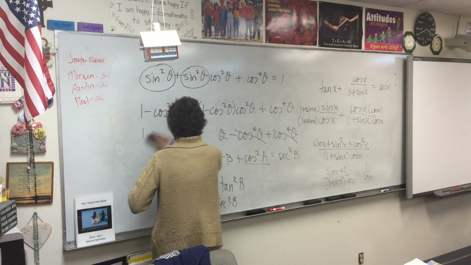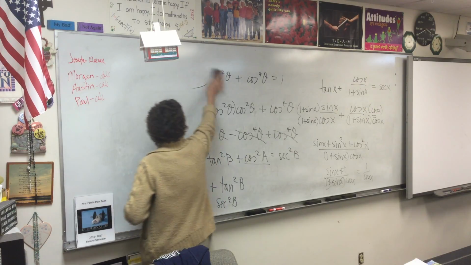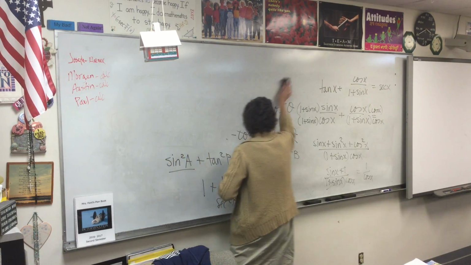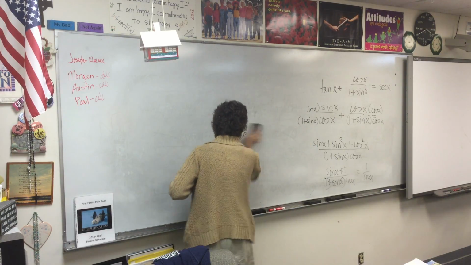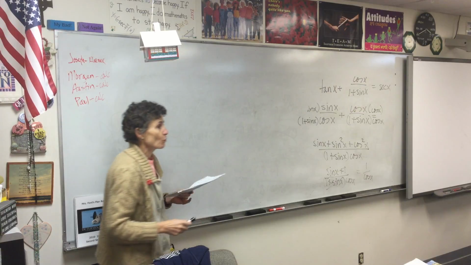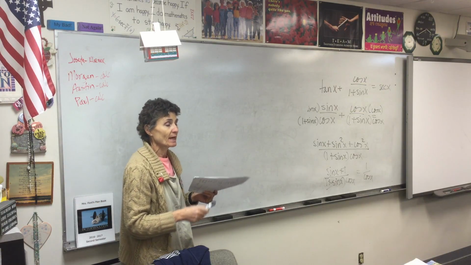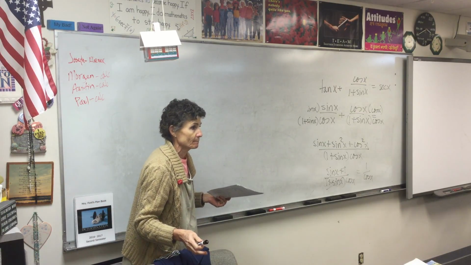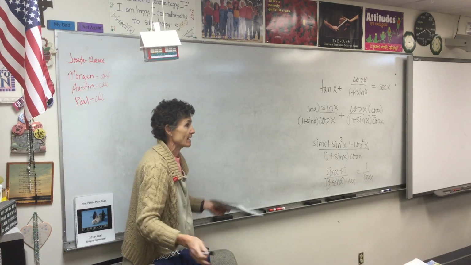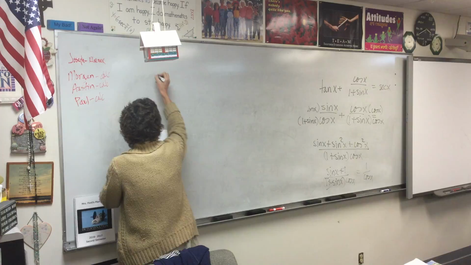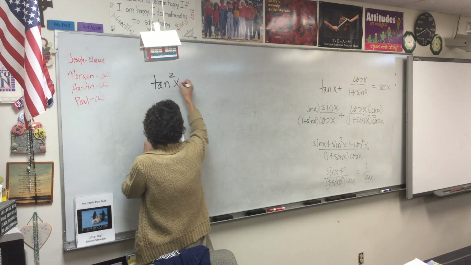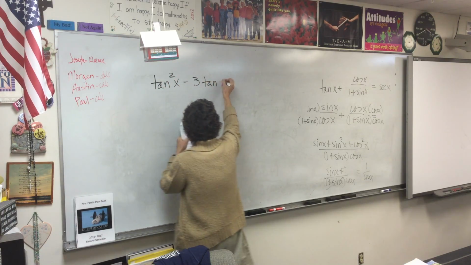Part 3 doesn't say prove, so we're not changing one side into the other. Part 3 says solve. So these are equations, and your answers are going to be something like x equals 60 degrees. You're going to get x equals an angle. You're going to get answers to the equation. So here's our first equation. Oh, and pay attention to the directions.